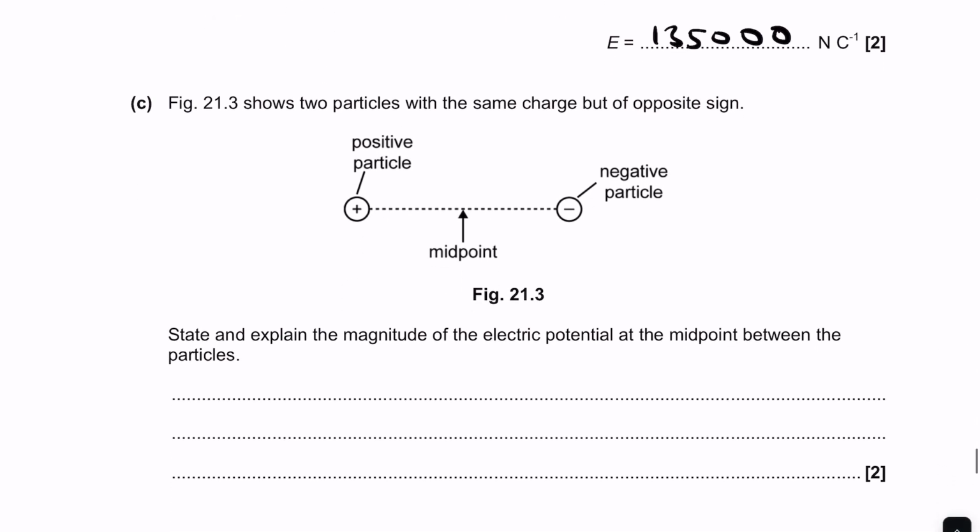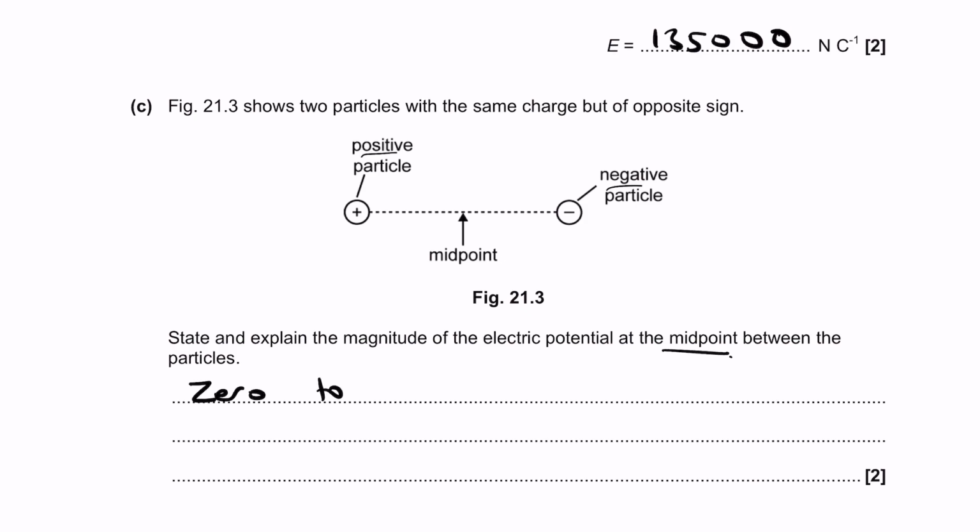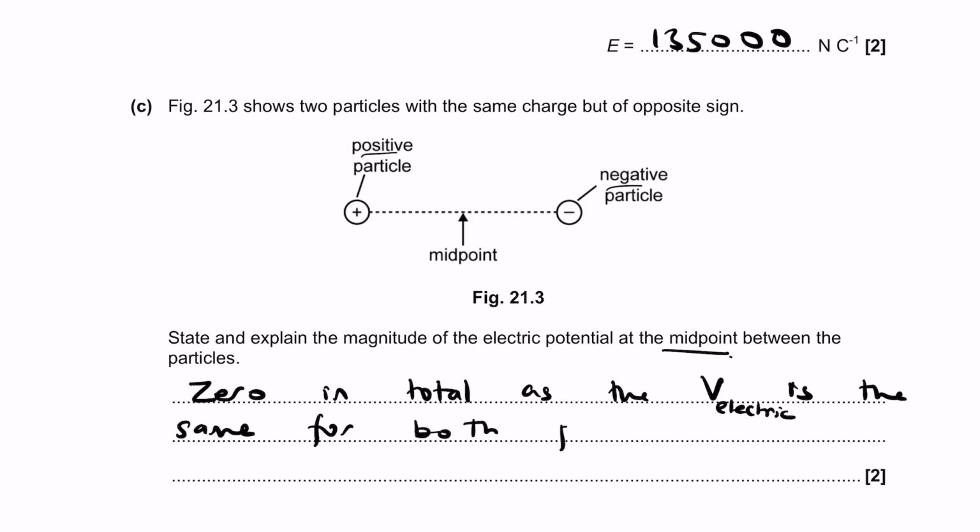Okay, for part C, we are given that figure 21.3 shows 2 particles with the same charge but opposite signs. State and explain the magnitude of the electric potential at the midpoint between the particles. Well, the magnitude, okay, so electric potential is the same for both the particles, but they have opposite charges, okay? So it would be 0. The overall electric potential will be 0, okay?